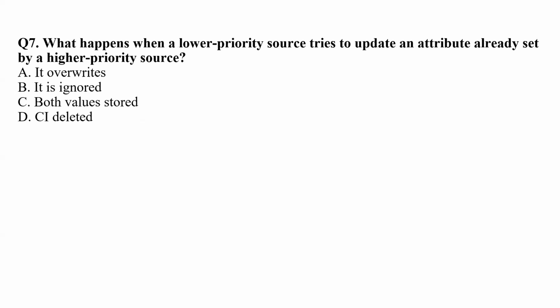Then what happens when a lower priority source tries to update an attribute already set by a higher priority source? Option A, it overwrites. Option B, it is ignored. Option C, both values stored. Option D, CI deleted. As we already discussed, if the paper is evaluated by the teacher with 90 marks, the friend with 95 marks, and the student with 70 marks, which will get high priority? The teacher will get high priority. The same logic we can apply here.